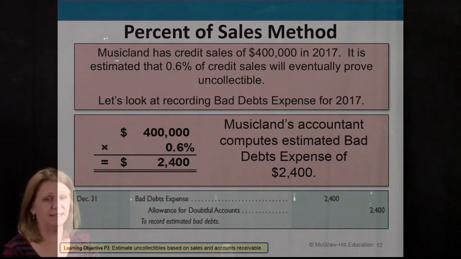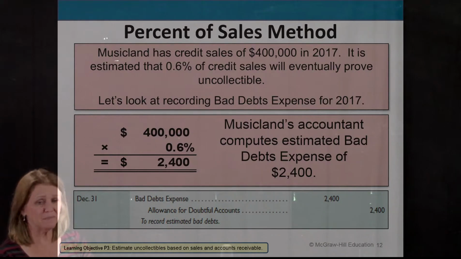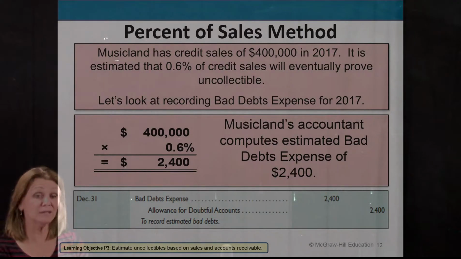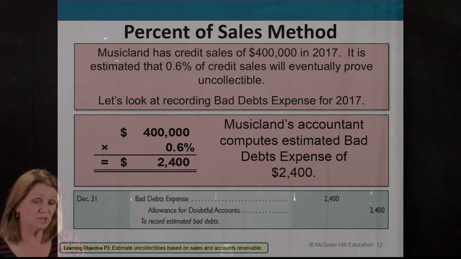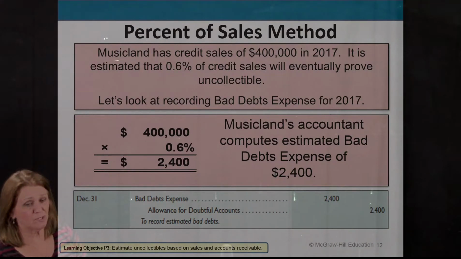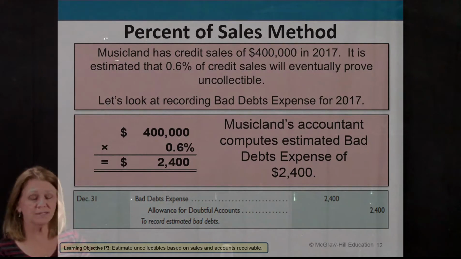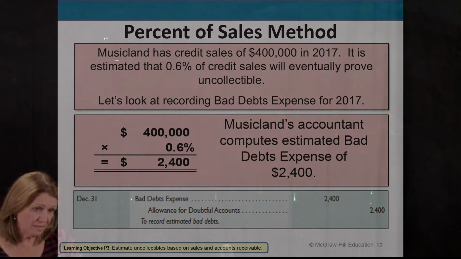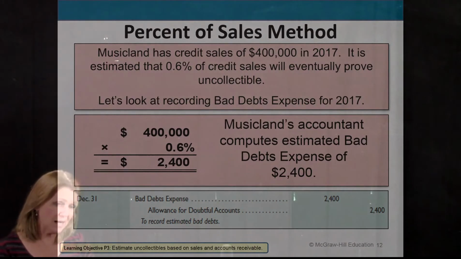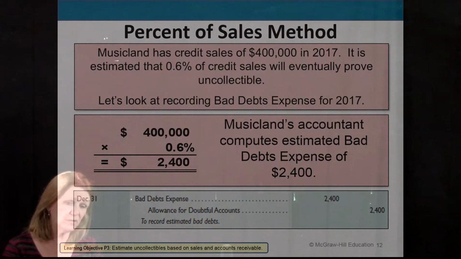So this is what it looks like. If we do the percent of sales method, we have $400,000, and we estimate based on prior history or knowledge of our customers that we're not going to collect 6% of it. So our total allowance for doubtful accounts for Musicland is $2,400. So on December 31st, we make that adjustment. Bad debt expense, $2,400. Allowance for doubtful accounts, $2,400.